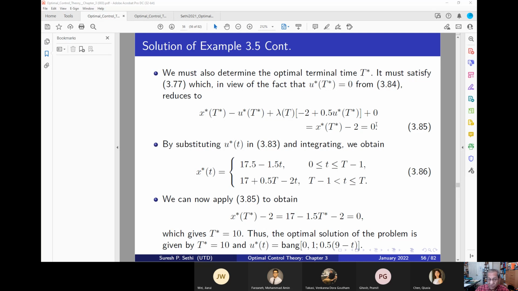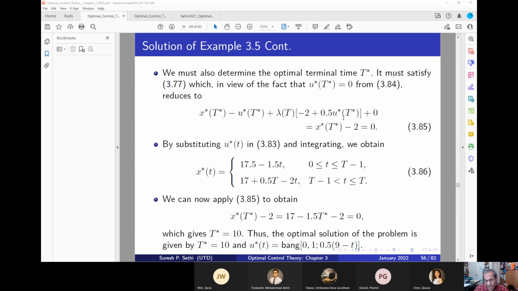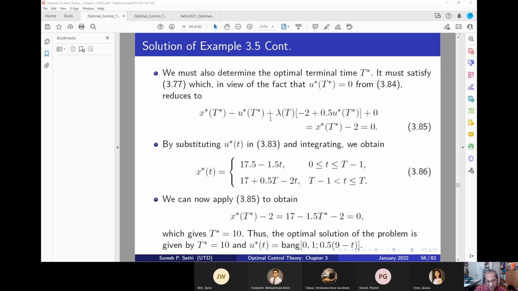But I'm using now the optimal control condition. So I use the 3.77, but u star at t star is exactly 0 from here, because remember this is 0 all the way to t. So at t star it is going to be 0, and I need that u star at t star in my definition of 3.77. So the 3.77 is applied this way. I basically apply the Hamiltonian x star minus u star lambda. But u star at t star is 0. So I get x star at t star minus 2 equal to 0.